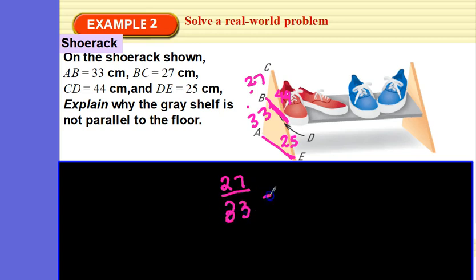27 is to 33 as 44 is to 25. If this doesn't work, then it is not parallel. 3 goes in here 9 times. 3 goes in here 11 times. 44 and 25. Can I even reduce that?